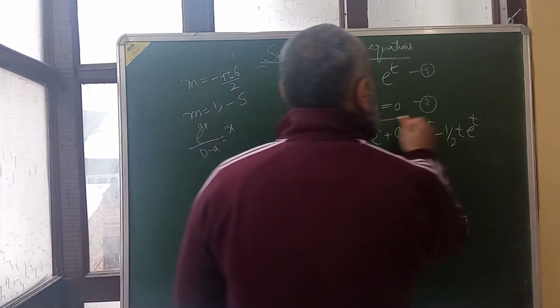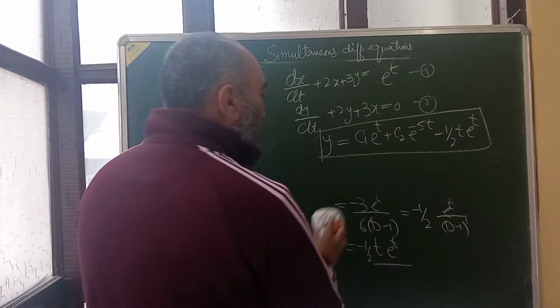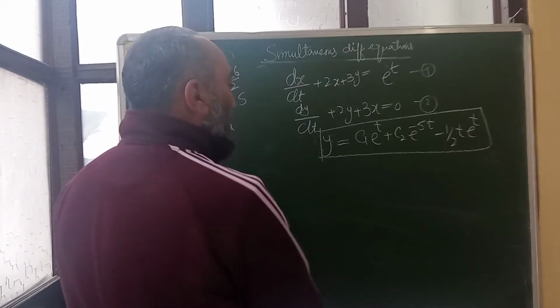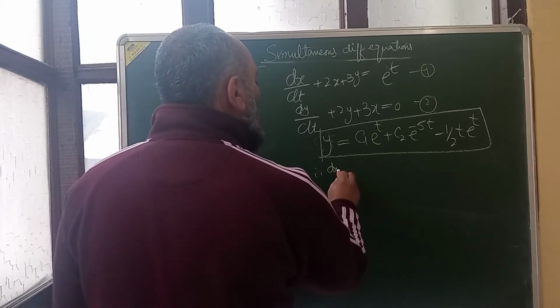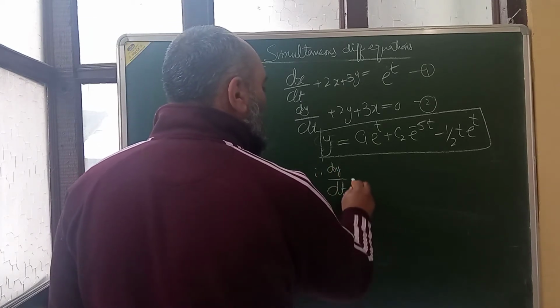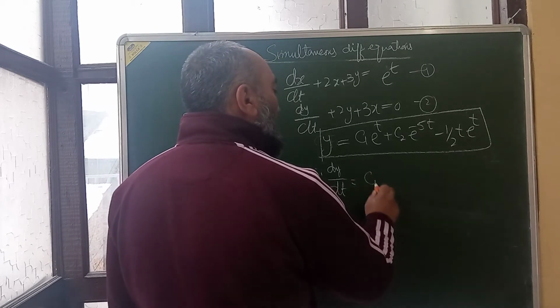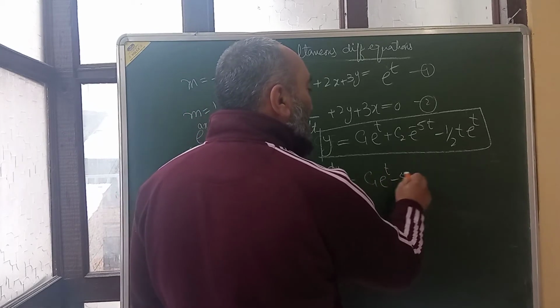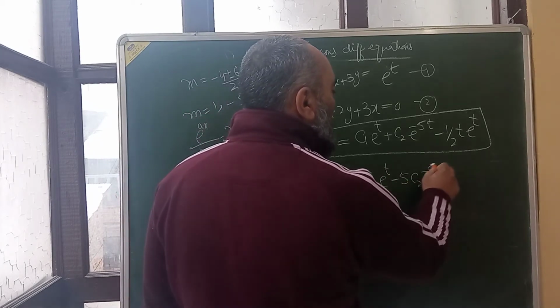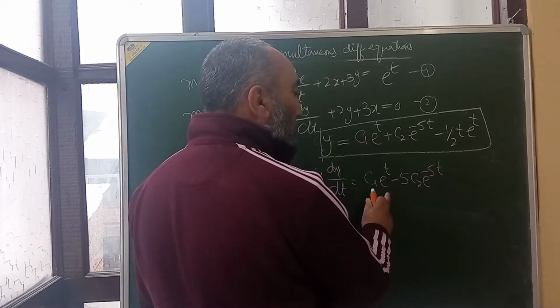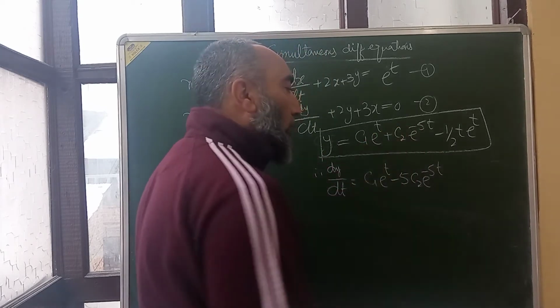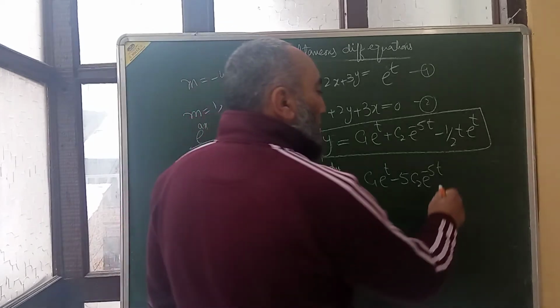This is y. When I know y, I can always find dy by dt. Therefore, dy by dt is equal to c1 e raised power t minus 5 c2 e raised power minus 5t. Differentiation of e raised power t is e raised power t. That of e raised power minus 5t is minus 5 times e raised power minus 5t.